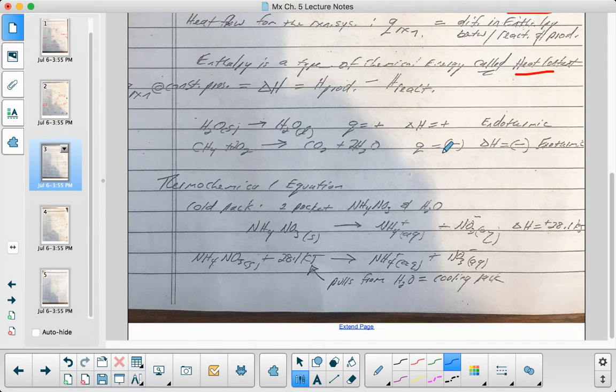So we can say that the change in the energy, the enthalpy, as a reaction proceeds from reactant to product, is equal to the enthalpy of the products minus the enthalpy of the reactants. And so we can also say that for a reaction, the Q of a reaction is also equal to the delta H.